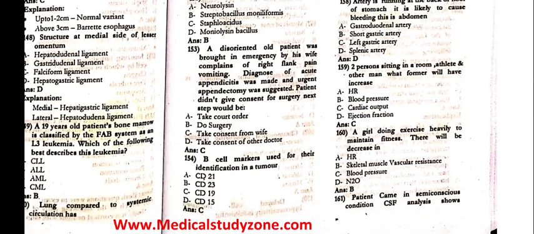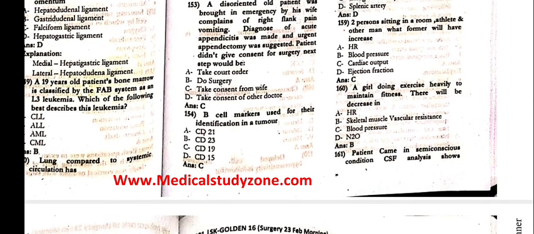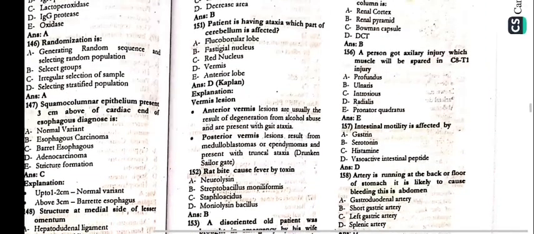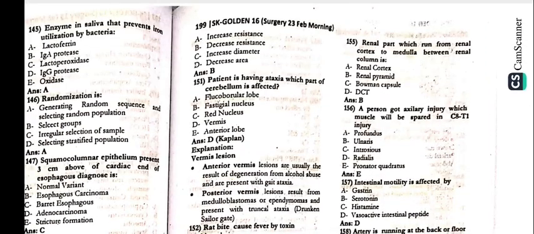153, disoriented old patient was brought to the emergency by the wife, complaining of right flank pain, vomiting. Diagnosis of acute appendicitis was made and urgent appendectomy was suggested. Patient didn't give consent for the surgery. Next step would be to take consent from the wife. 154, B cell marker used for identification in a tumor is CD19. Next, 155, renal part which runs from the renal cortex to medulla between the renal columns is the renal pyramid.